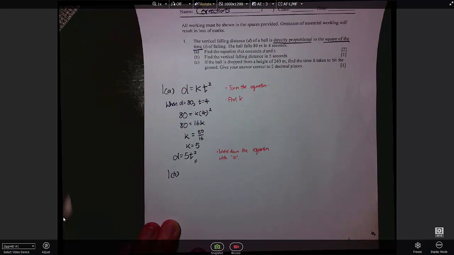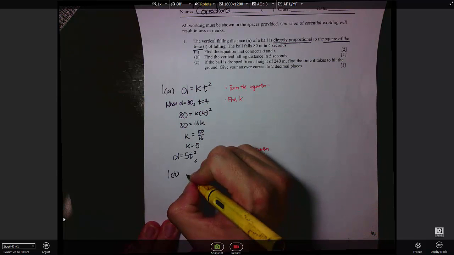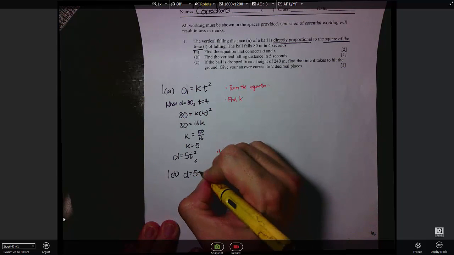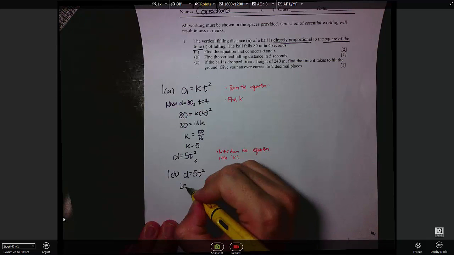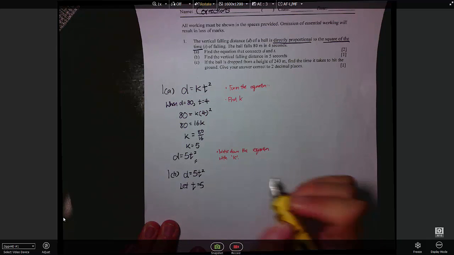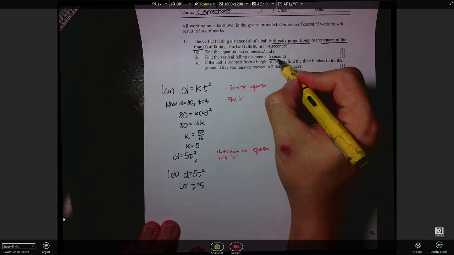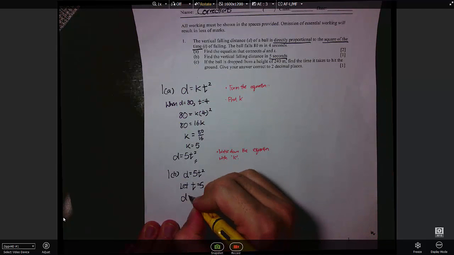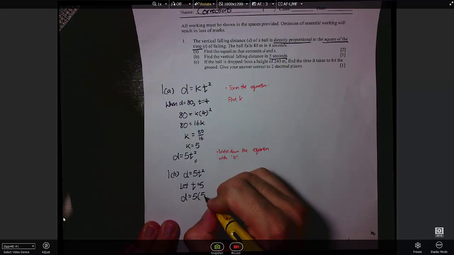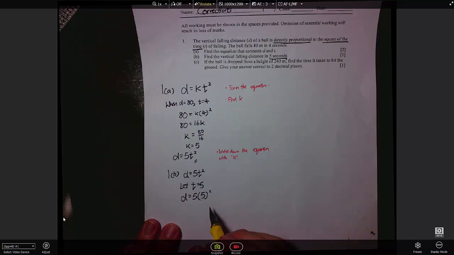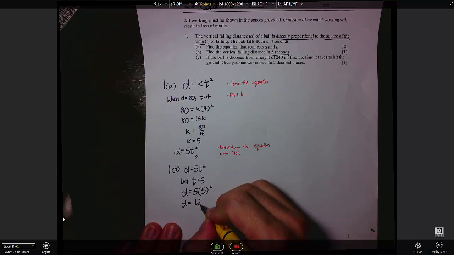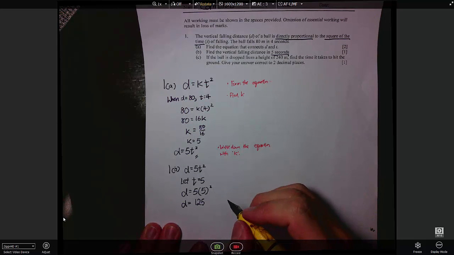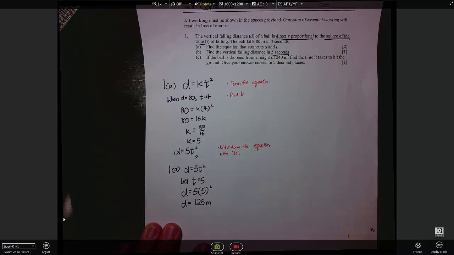Find the vertical falling distance in 5 seconds. So I start with my equation d equals to 5t square. Then I say let time t equals to 5, because over here they say that is 5 seconds. So d equals to 5 times 5 square. Just pressing calculator, 5 times 5 square. My distance that the ball falls is 125 meters.